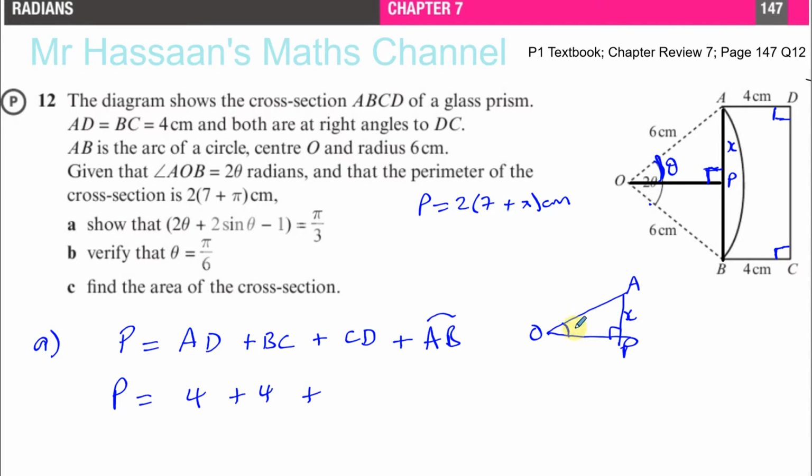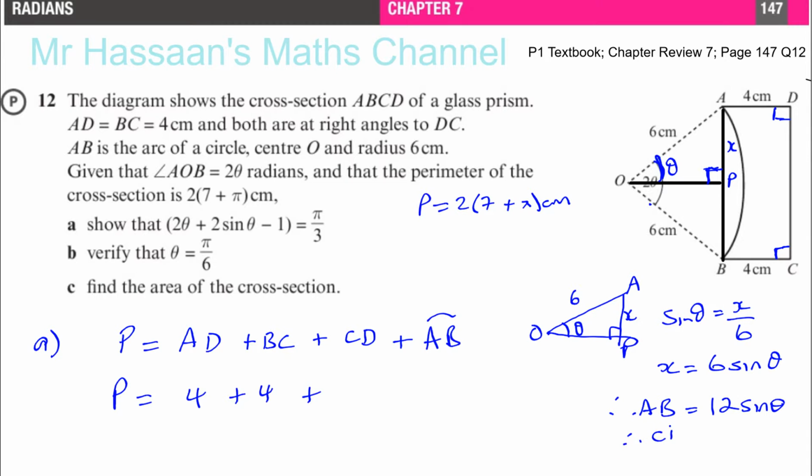Okay, that's theta, and that's 6 centimeters. So we can say that the sine of theta is equal to x divided by 6. So x is equal to 6 times the sine of theta. Therefore our length AB is equal to 12 times sine of theta.